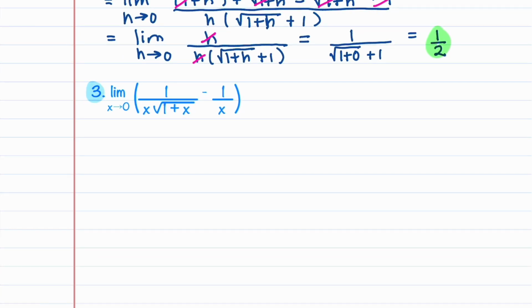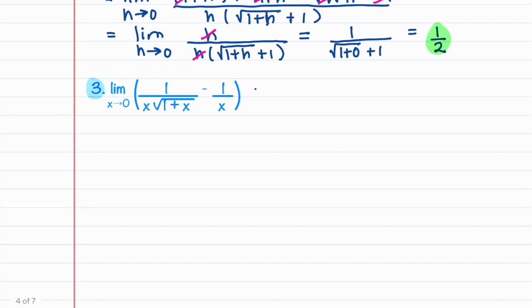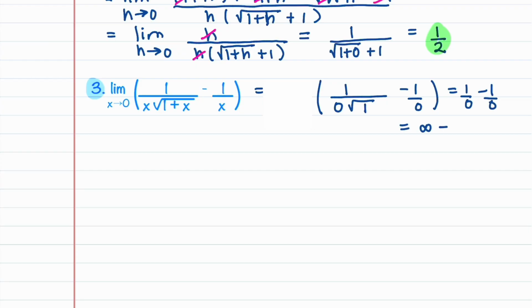Let's now look at our third example. We'll start by substituting in what x is. This gives us 1 all divided by 0 times the square root of 1 minus 1 over 0. This gives us 1 over 0 minus 1 over 0, and that's infinity minus infinity. And just like 0 divided by 0, this is also an indeterminate form.